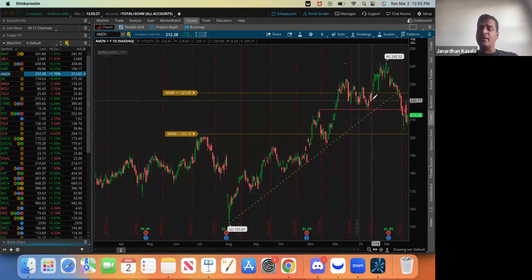If I have taken an entry here around 220, this will become my resistance again. I would have taken my profits around 230, expecting a double top here. I entered at 216 and exited at around 230. Again, I'm a swing trader. I have Amazon stocks, but I wanted to swing this. I'm talking about swing trading; if you're an investor, it's a different ball game.